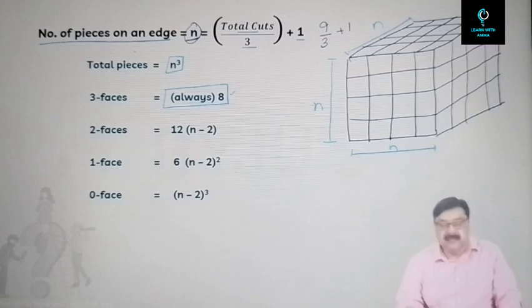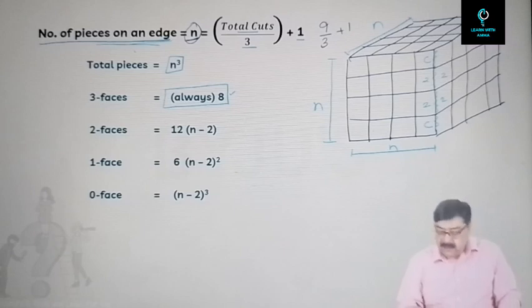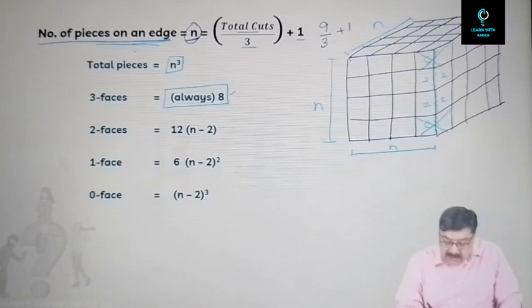Those pieces whose 3 faces are colored, or whose 3 faces are visible and the other 3 are covered, will always be 8. Now 2 faces, as I told you before, the address of these 2 faces colored cubes will be between corner cubes on an edge. So they are on an edge between 2 corner cubes. These are the ones that we are talking about, those which have 2 faces colored. Now the number of pieces on an edge you know is n. So from n we are subtracting these 2 corner cubes. So on one edge there will be n minus 2 number of 2 face colored cubes.